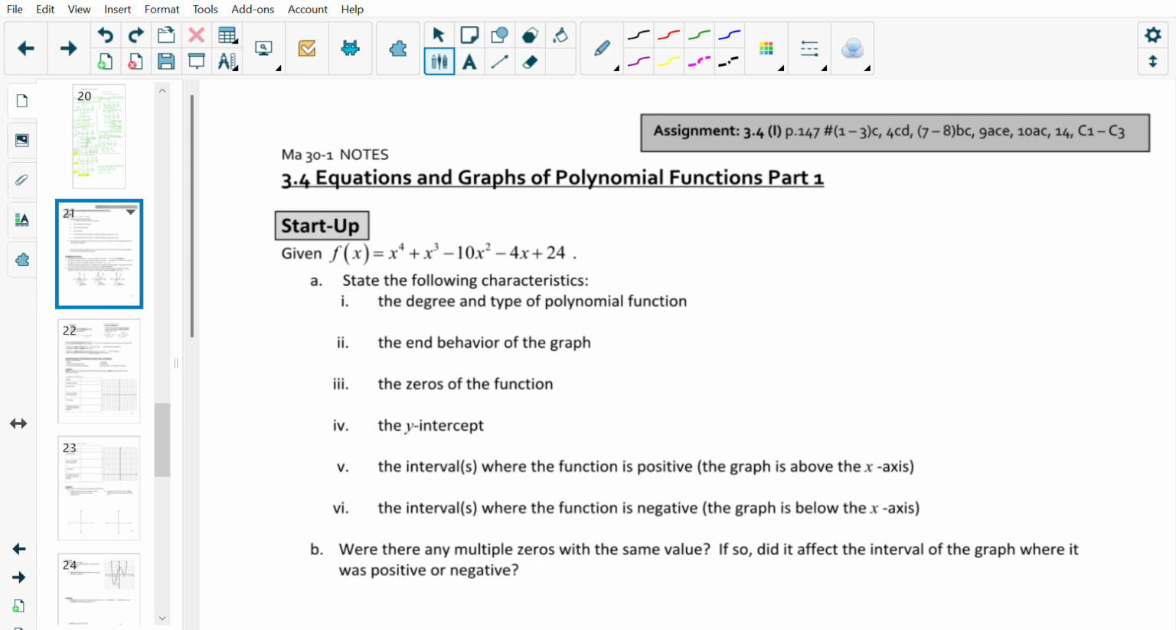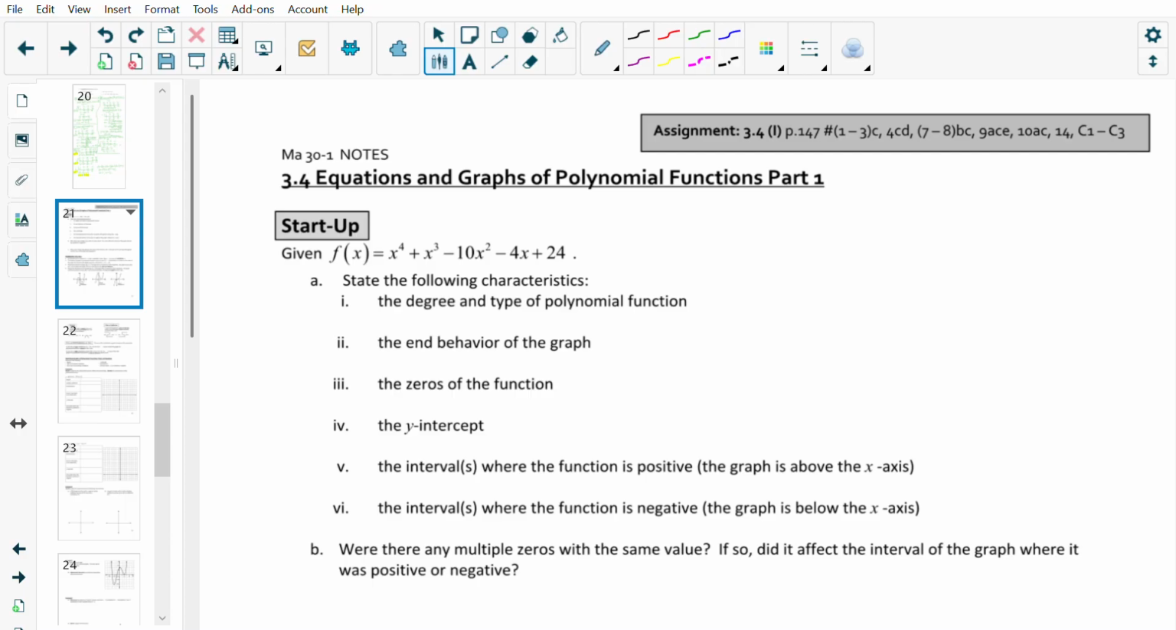Okay, we're back. 3.4 Equations and Graphs of Polynomial Functions, Part 1. Okay, start up. Given f of x equals x to the fourth plus x to the third minus 10x squared minus 4x plus 24. A little bit of review.